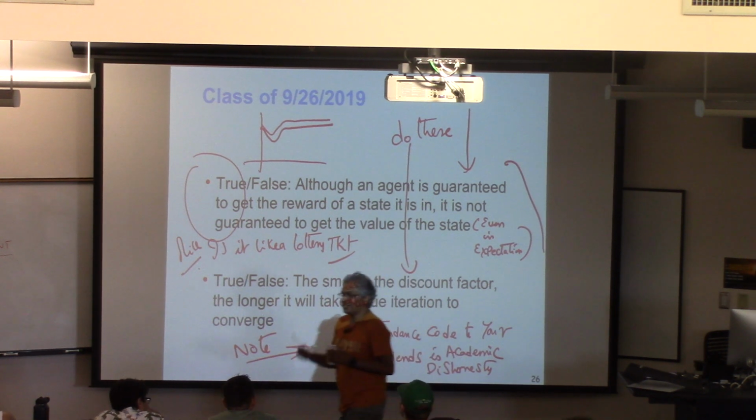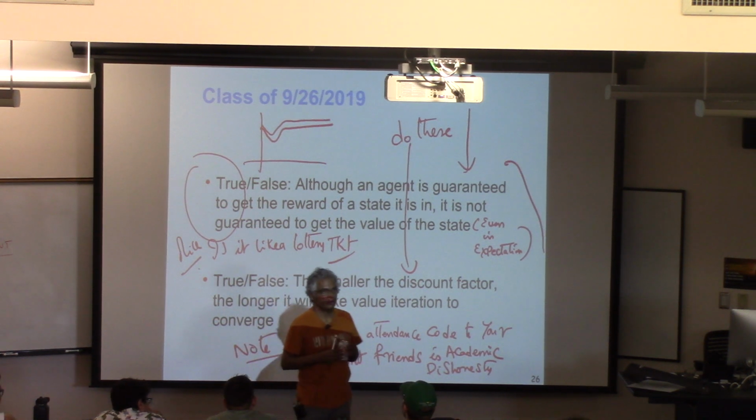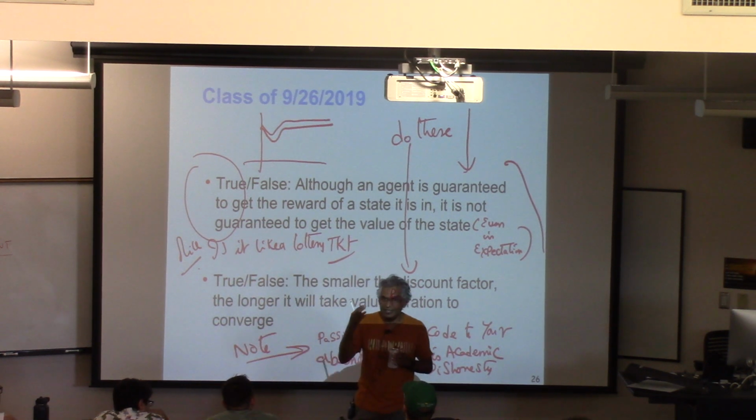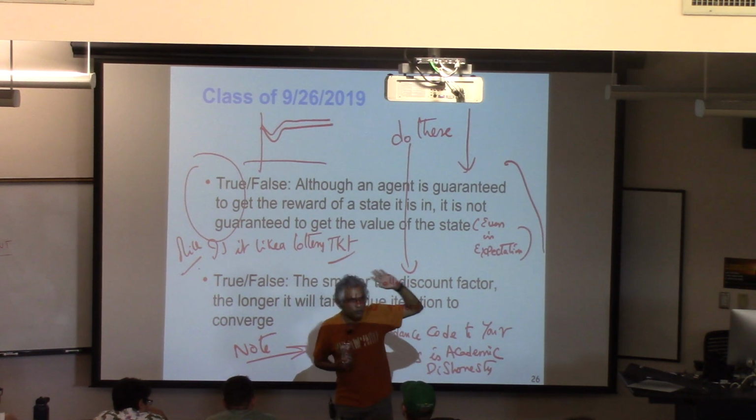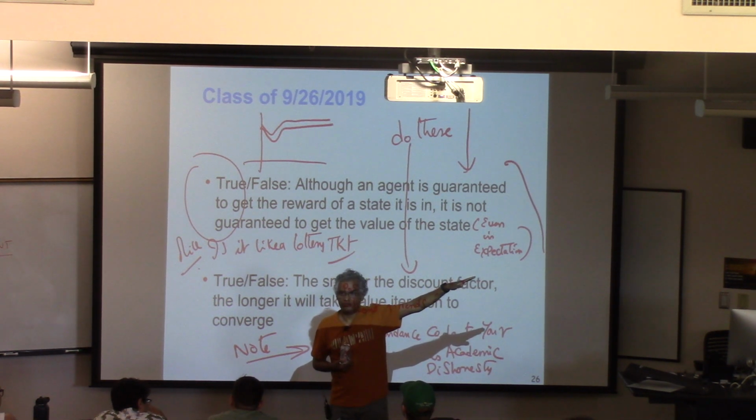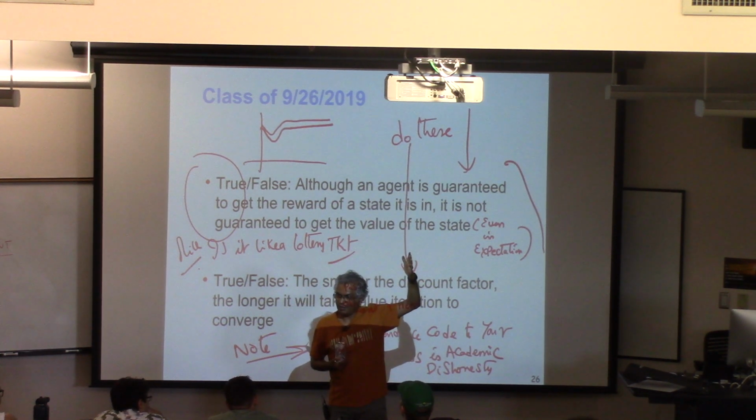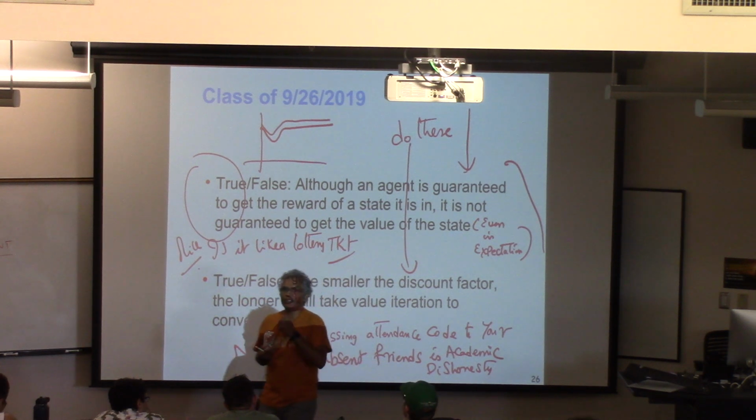So if discount factor equals 1, what happens? In essence, you have to let the thing play out, because even if there is somebody rich 2,000 actions away from you, you have to wait for 2,000 updates and then the value will come to you. Right? What if discount factor equals 0?